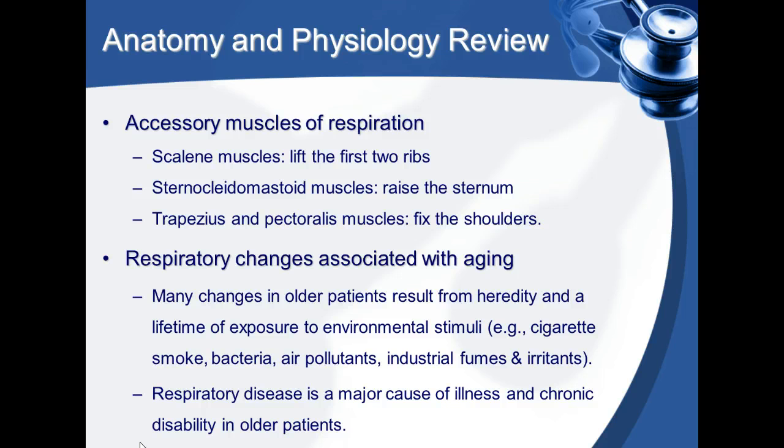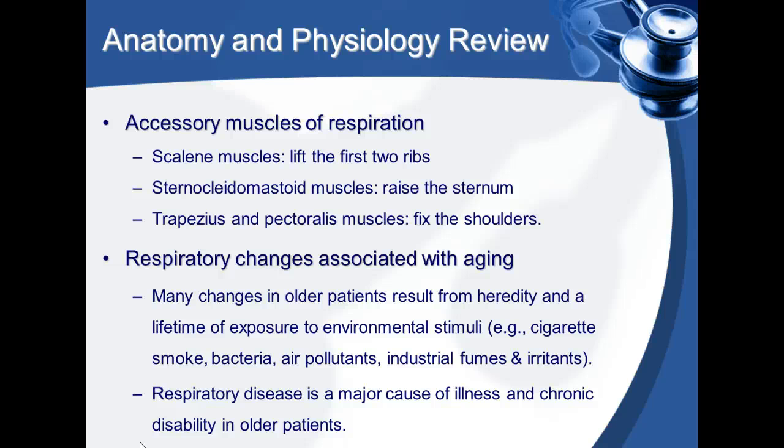The accessory muscles of respiration are considered the scalene muscles, which lift the first two ribs, and the sternocleidomastoid muscles, which raise the sternum. The trapezius and the pectoralis muscles fix the shoulders.